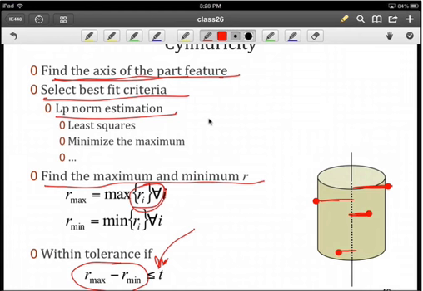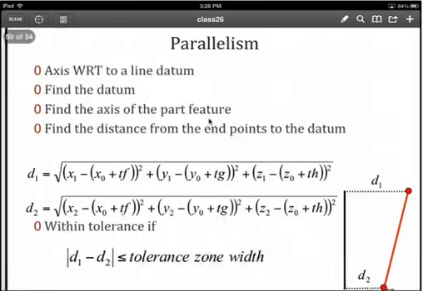So in this very simple case, we've fit a cylinder using some type of LP norm estimation. We've determined the maximum and minimum deviations, and then we've used that to tell us something about whether or not it's within a tolerance zone. So in our simple case here, we'll just extend that and add other components in order to determine other types of geometric tolerances.